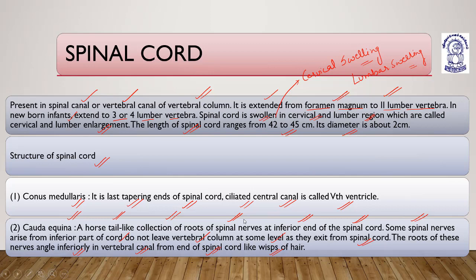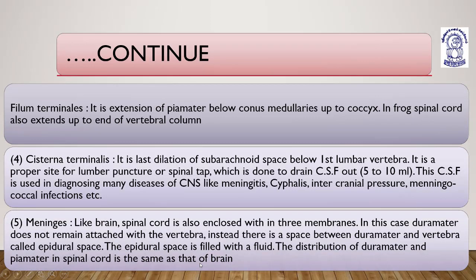Now coming to the next slide, filum terminale. It is the extension of pia mater below the conus medullaris up to the coccyx. In the frog spinal cord, it also extends up to the end of the vertebral column.